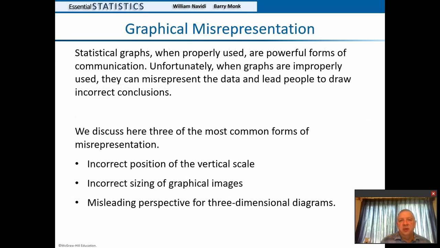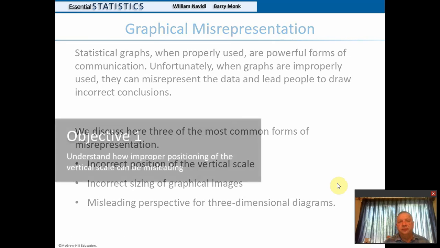So what are we talking about when we're saying graphical misrepresentation? Well, statistical graphs, when properly used, are powerful forms of communication. You can see a lot of data at one time. Unfortunately, when graphs are improperly used, they can misrepresent the data and lead people to draw incorrect conclusions. So in this section, we're going to discuss three of them: incorrect position of the vertical scale, incorrect sizing of graphical images, and misleading perspective for three-dimensional diagrams.